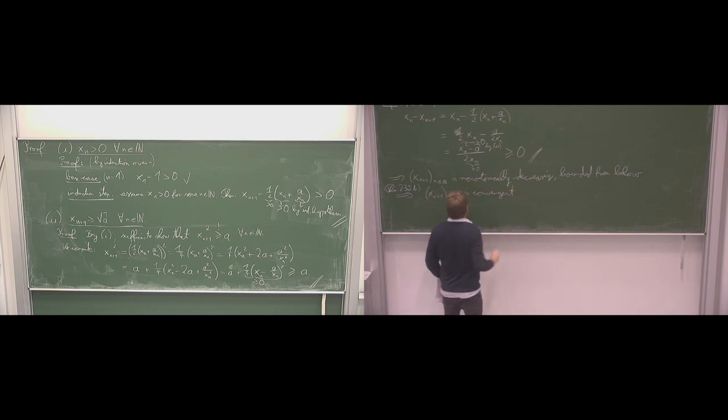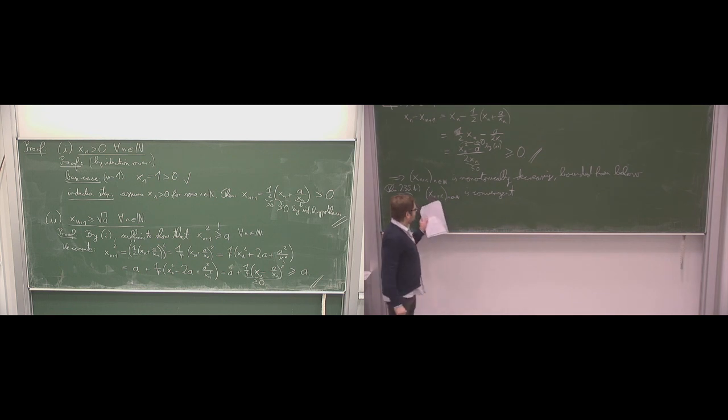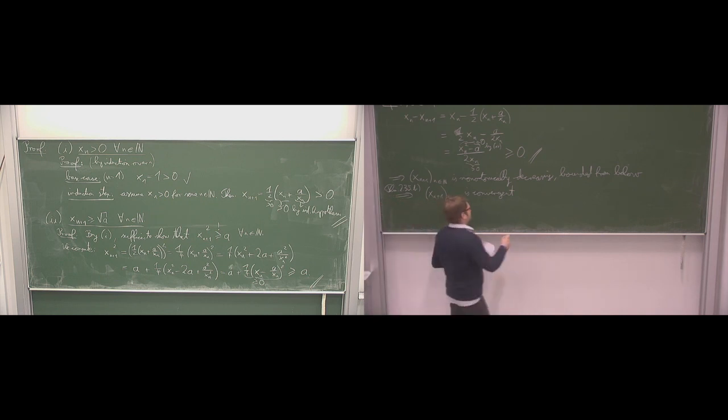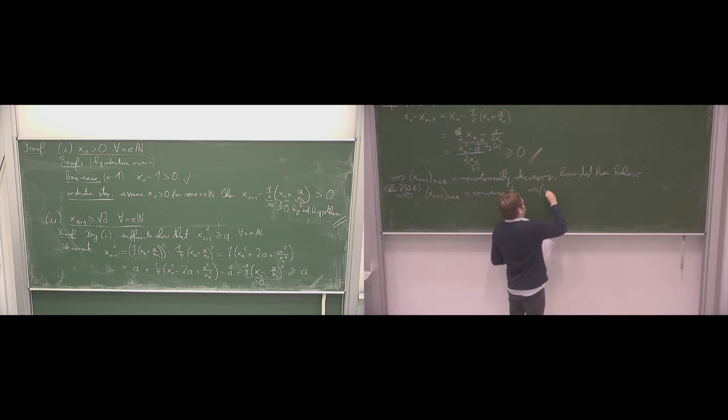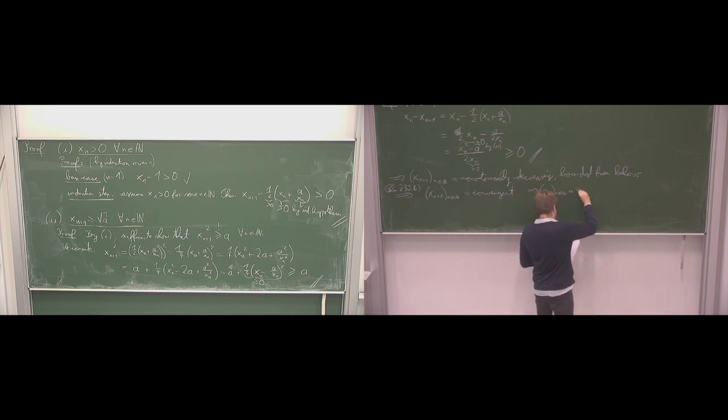And of course, there's just one term missing. So this would technically be a subsequence of x_n, but if there's just one term missing, of course, the whole sequence would converge against the same value. So this shows that x_n is convergent.